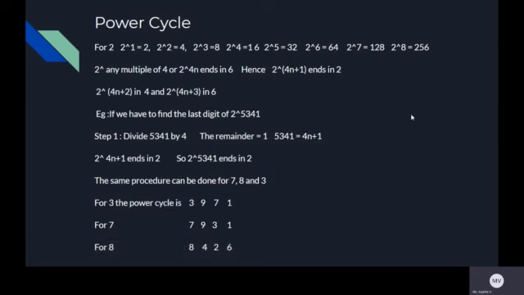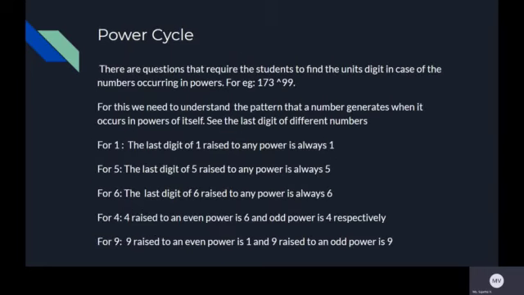In this next part of the number system video, I'm going to cover a concept called the power cycle. So many times we get a particular question from this topic, that is, what is the last digit of a number raised to a very high power? For example, 173 raised to 99.